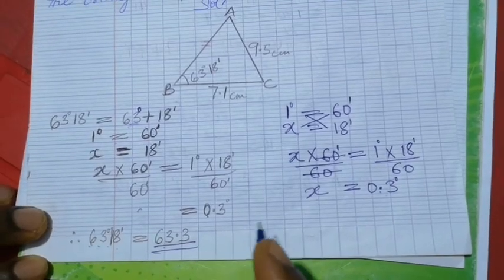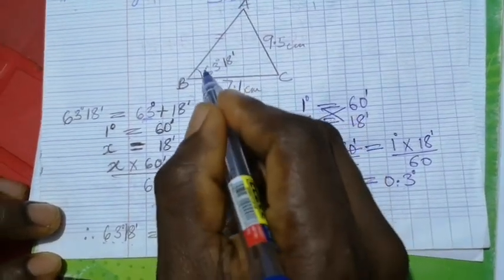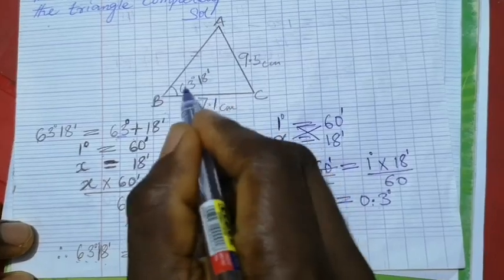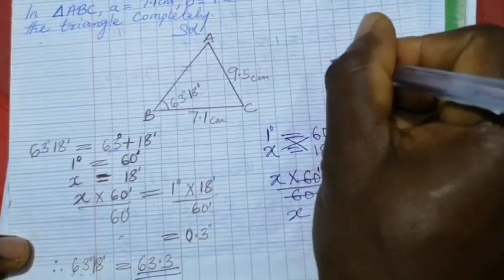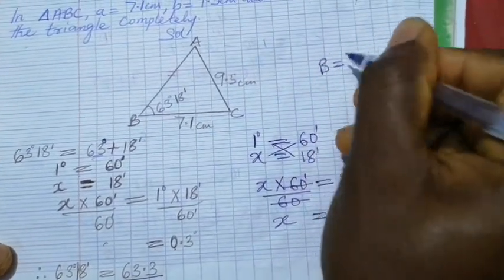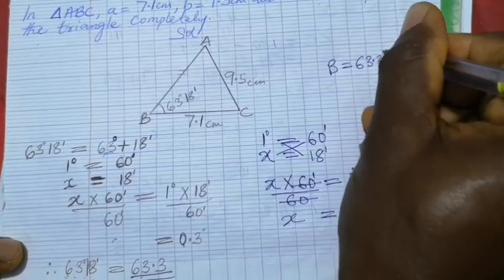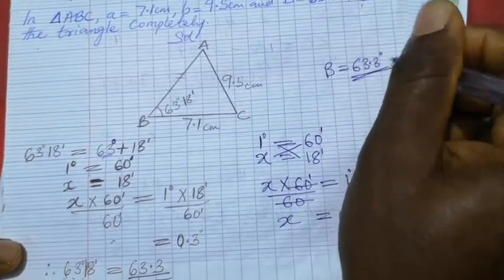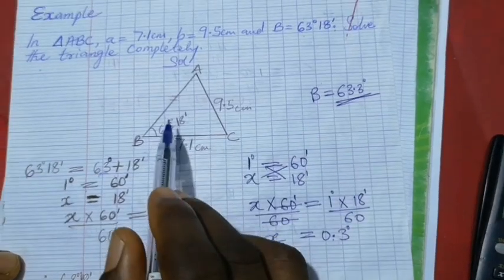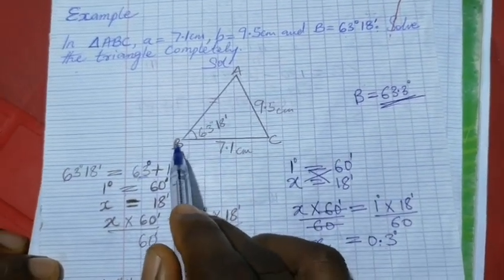Now we can continue. That means we have converted this angle. So angle B is now equal to 63.3 degrees, and that is what we will be working with anytime we want to call for angle B.